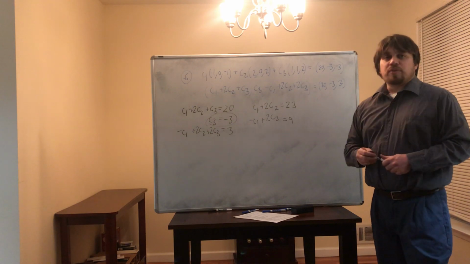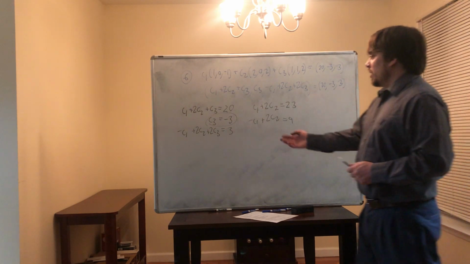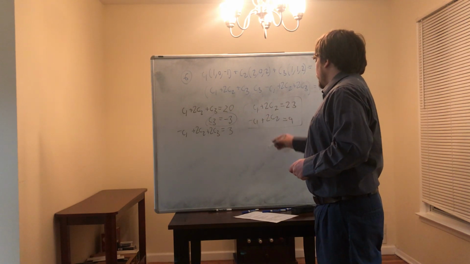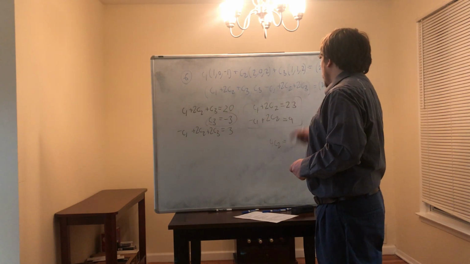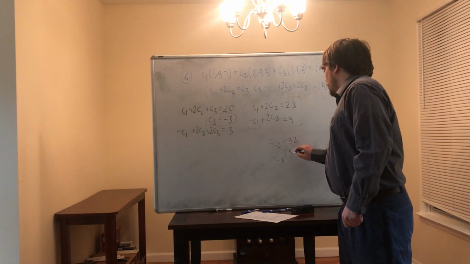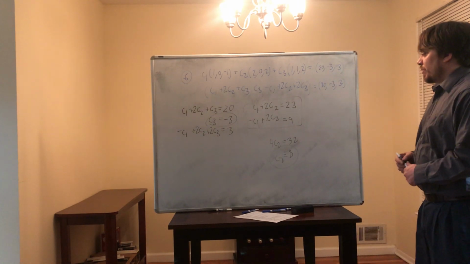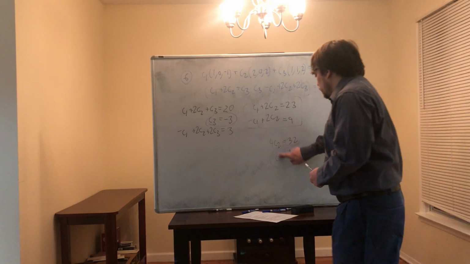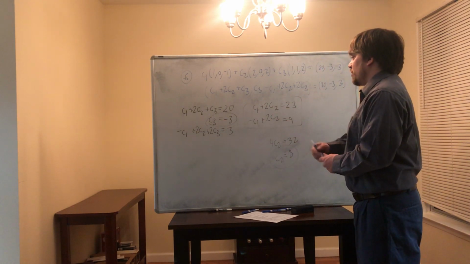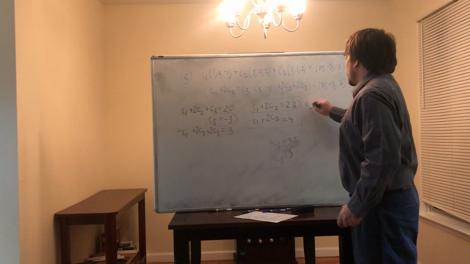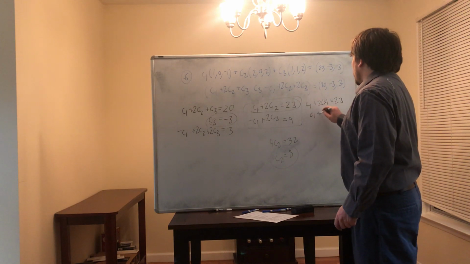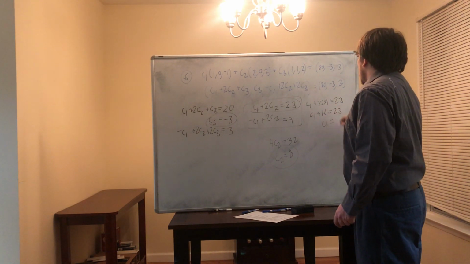Now you have a linear system with 2 equations and 2 unknowns. If you add the 2 equations, you get 4C2 is equal to 23 plus 9, which is 32, so C2 is equal to 8. Plugging that into this equation, you get C1 plus 2 times 8 equals 23. That's C1 plus 16 is equal to 23, which means C1 is equal to 7.